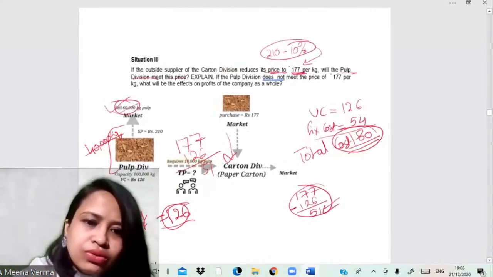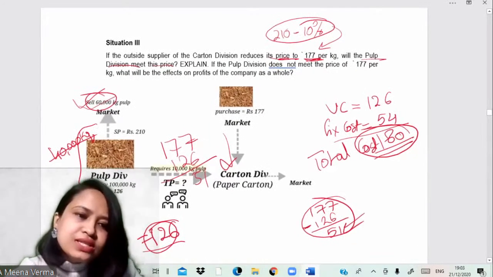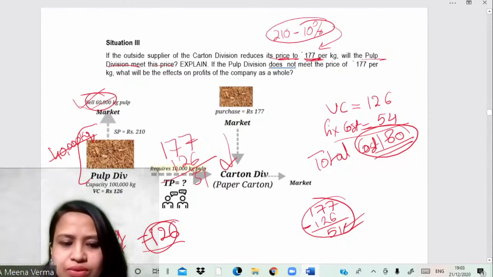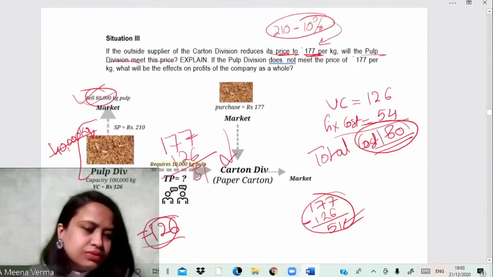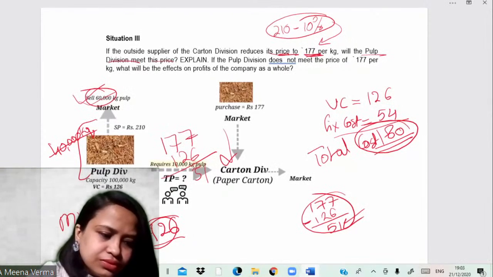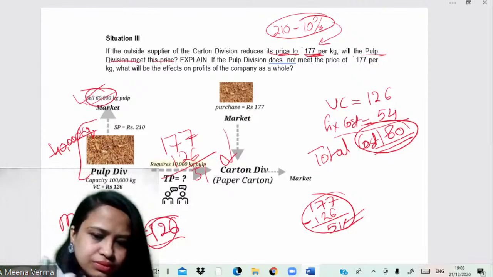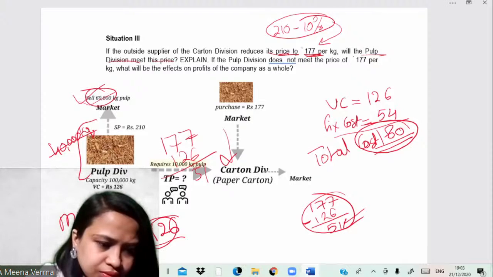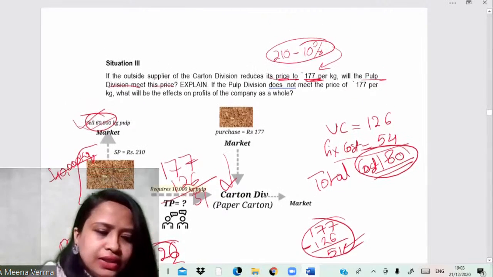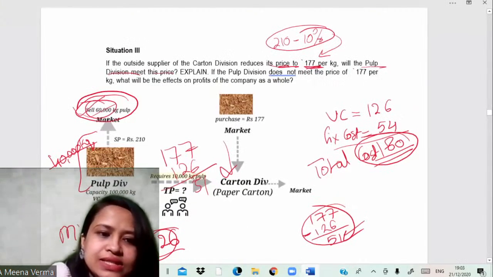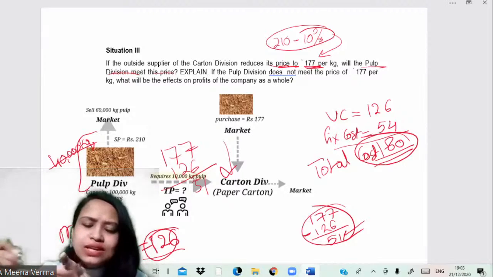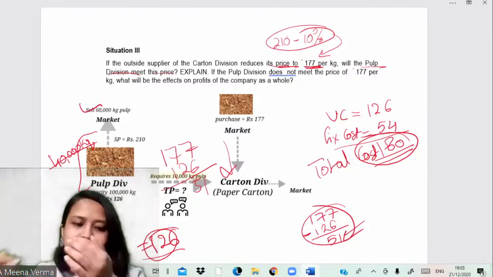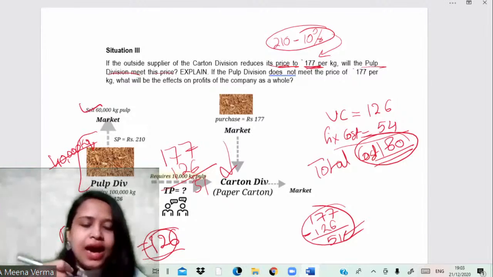See, for situation 3, we will consider the external demand as 60,000. In this question, you will consider the external demand as 60,000. And in case you have any doubt in your mind, please give a note in your solution that you are considering the external demand as 60,000 kg.